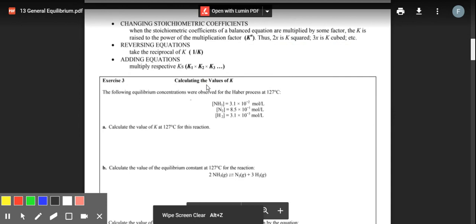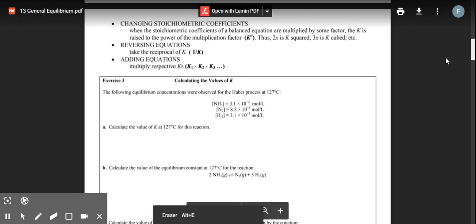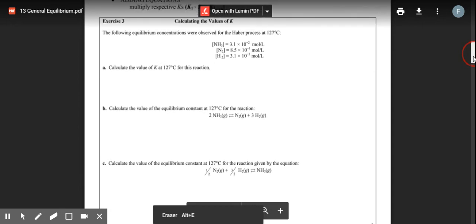So I'm going to clear my little palette here. So looking at exercise 3, we want to calculate a K value for an equation called the Haber process. Now, this is something that is like common knowledge to all chemists. So anytime you hear the Haber process, you should be thinking, oh, production of ammonia. This is something you should know by heart.